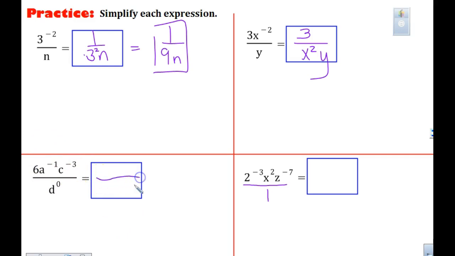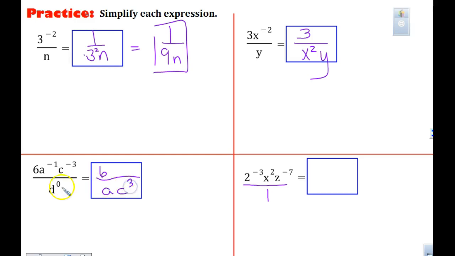What should I do with the 6? Should I move it? The 6 stays on the top. Luden, how about the A? The A goes on the bottom. A goes on the bottom. Do I have to put a 1? No. Okay. Dan, if I am looking at the C, goes down, so it becomes C what?